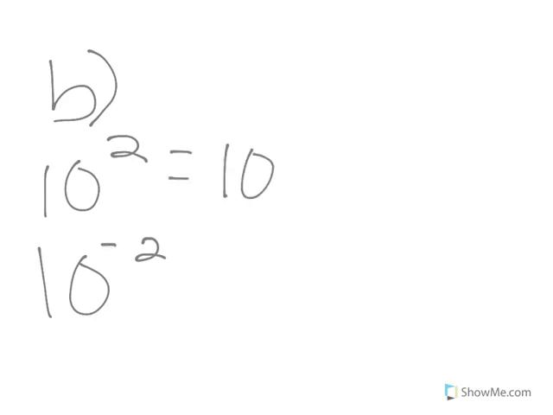Part B asks how 10 squared is related to 10 to the negative second power. 10 squared is 100, and 10 to the negative second is 1/100th. So what do you know about 100 and 1/100th? Well, you should know that they're inverses or reciprocals of each other.